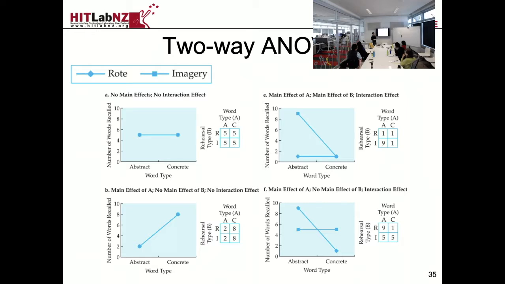Does this have an interaction effect? Is there any intersection? No. So no interaction effect, right? What about the main effect? Does A have a main effect? The word type? Does this one have a main effect?